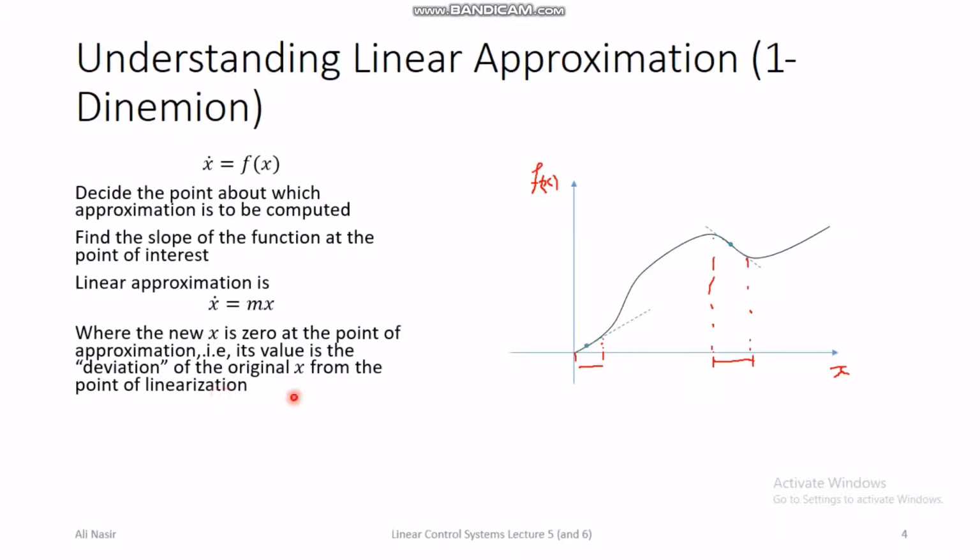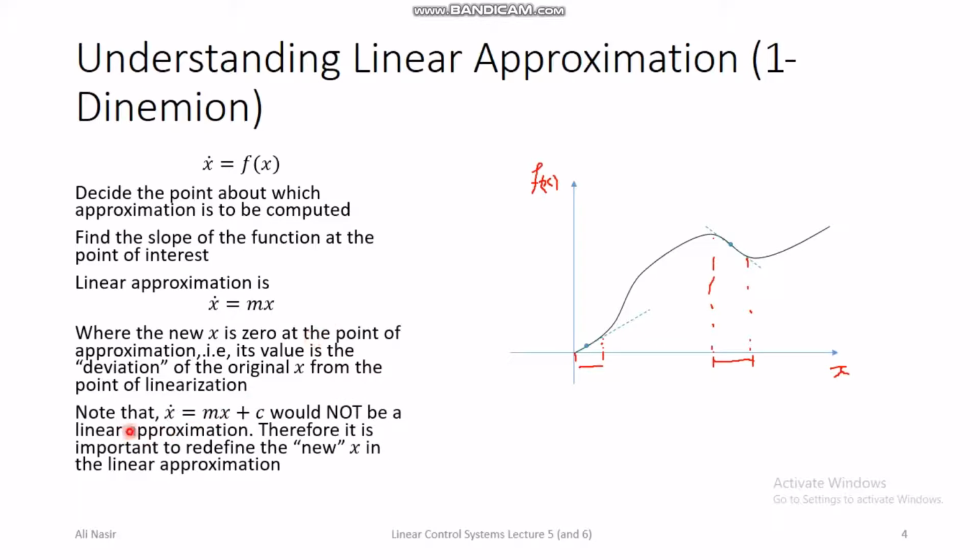So this is important to understand that we basically redefine or change the zero reference of the linear approximation state with respect to the original state. Note that x dot equal to mx plus c would not be a linear approximation. If we don't change the value of the linear state with respect to the original state, then we would get something like x dot equal mx plus c.